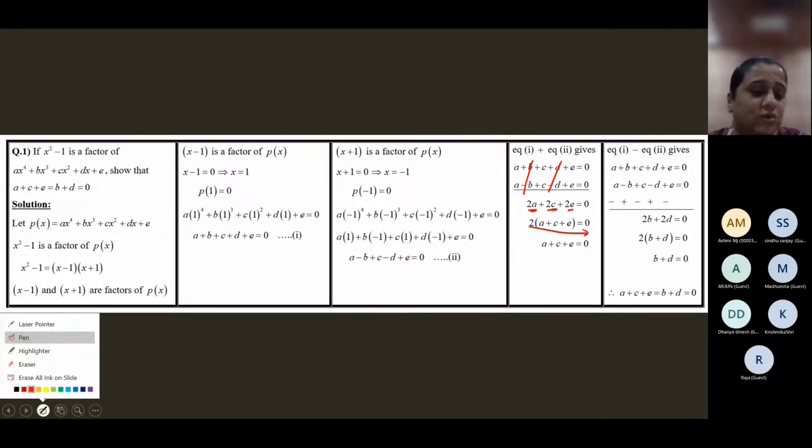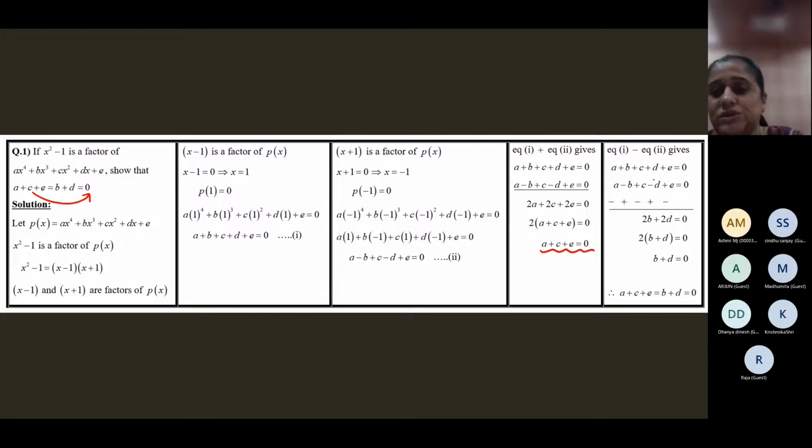I'll repeat. A plus a, 2a. Plus b minus b cancels. C plus c, 2c. Plus d minus d cancels. E plus e, 2e, is equal to 0. So 2 is common. In bracket, you have a plus c plus e is equal to 0. 2 goes for division to the other side. So a plus c plus e is equal to 0 by 2, which is 0. Now, we proved one part: a plus c plus e is 0.